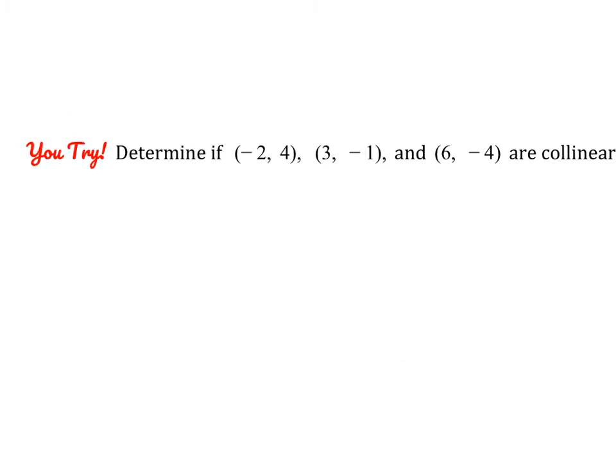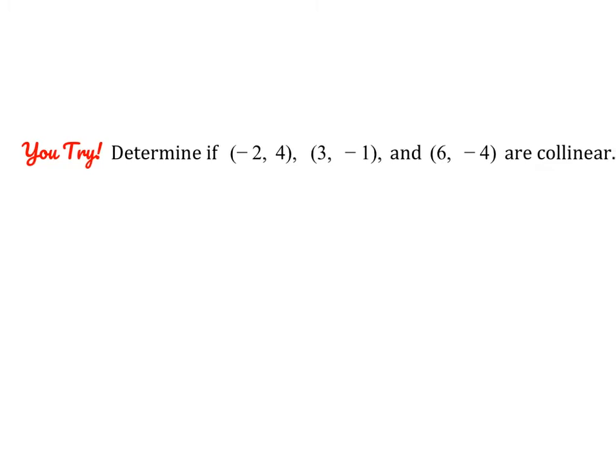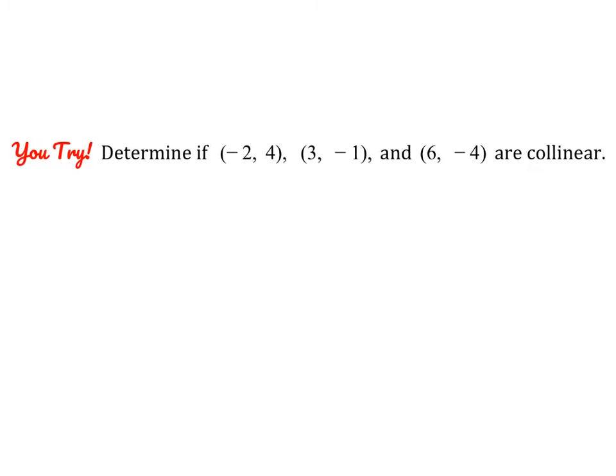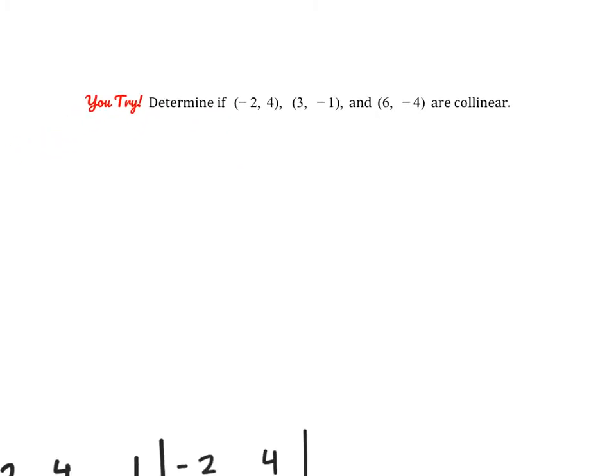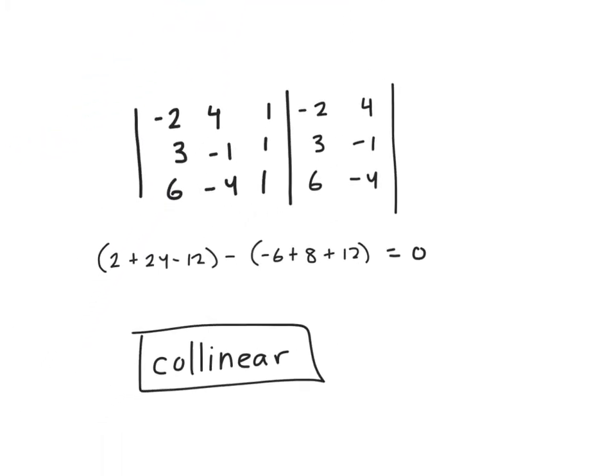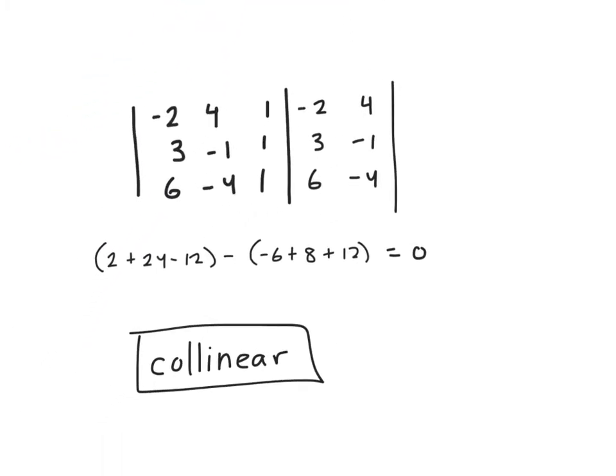All right, go ahead and pause the video and see if these three coordinates are collinear. All right, so here I set up my matrix and I use the diagonal method to find this determinant. Remember, you multiply across and you take those sums, and then you multiply across this way, take those sums, and you subtract the two. So here you find that our determinant is 0, which means that those 3 points are collinear.